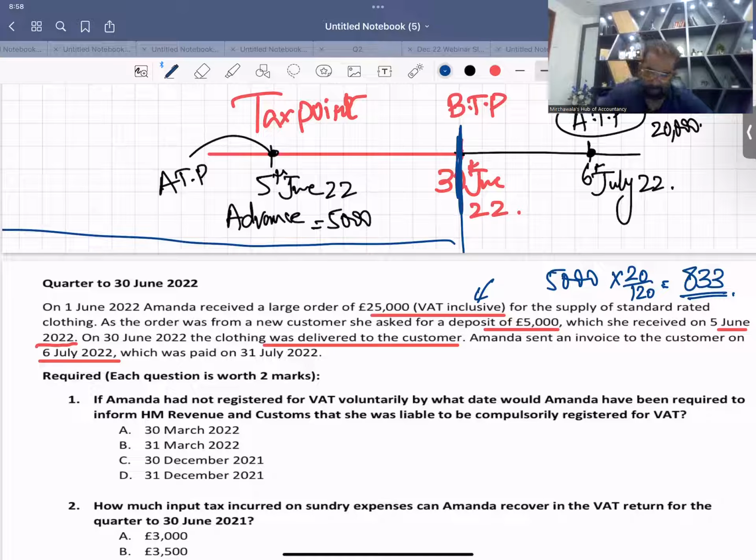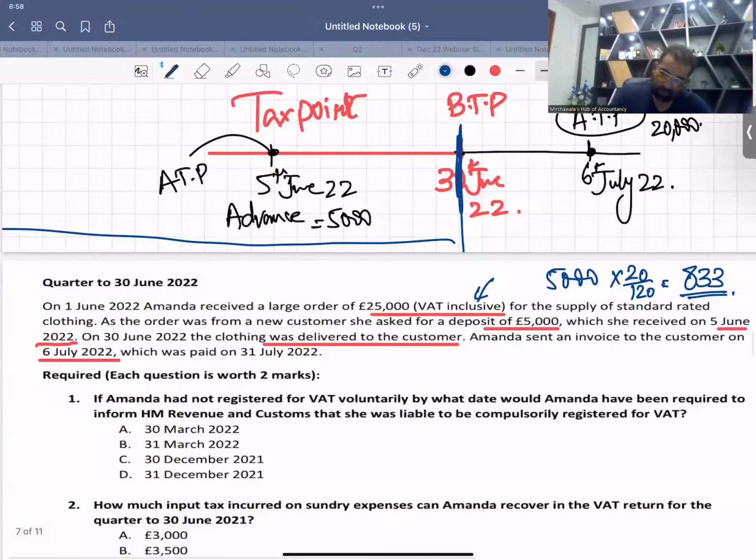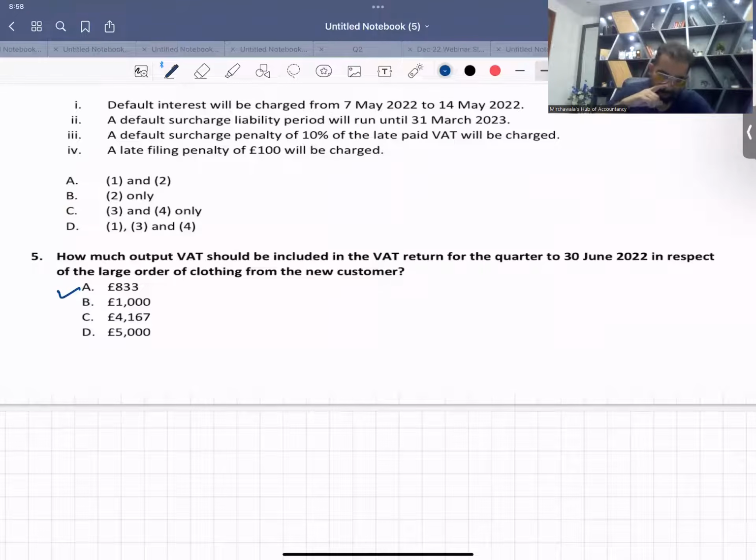Okay, so let's see how much. Question number 5A.